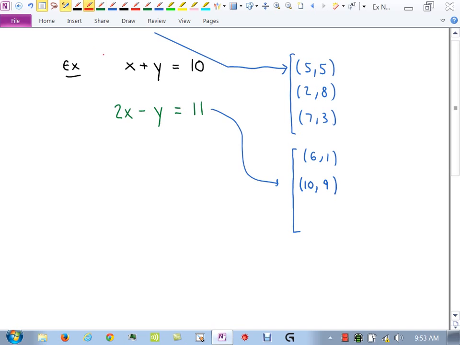So what we do is we put a big brace in front of the two linear equations like this, and that creates what's called a system of linear equations. I have two equations, don't I? So can we find something that works for both? Does anyone see it yet? 7 and 3.